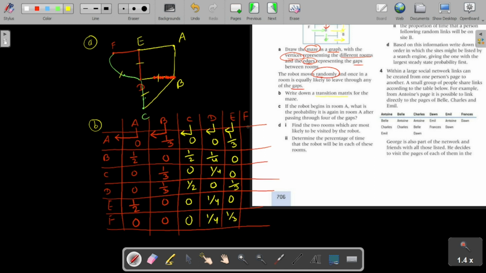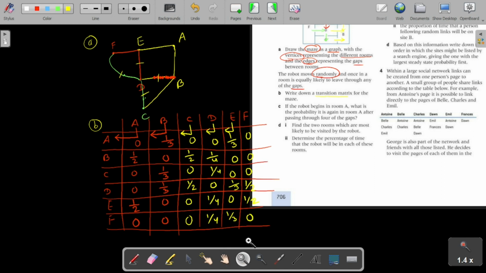Next, from F, F to A, no direct connection. F to B, no direct connection. F to C, no direct connection. F to D, yes, F has total 2 edges, so 1 by 2. F to E, yes, 1 by 2. And F to F, that's 0. So this is the transition matrix for this graph.